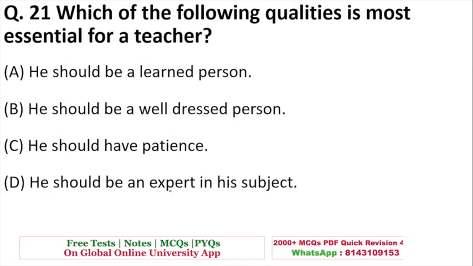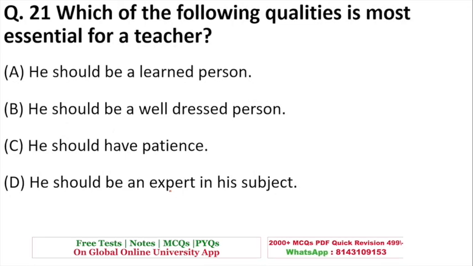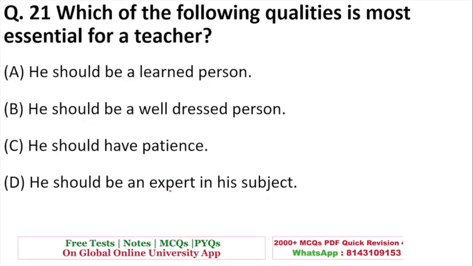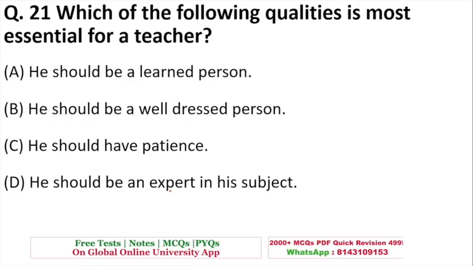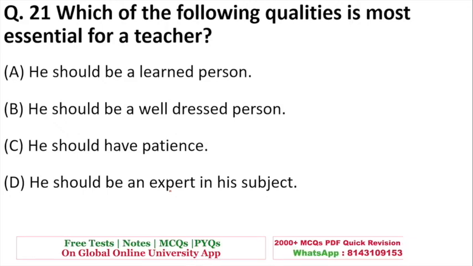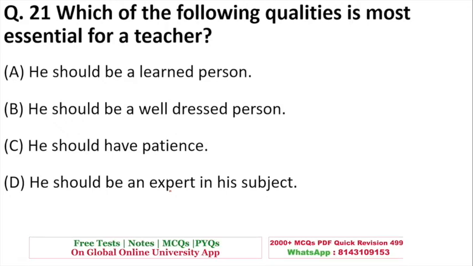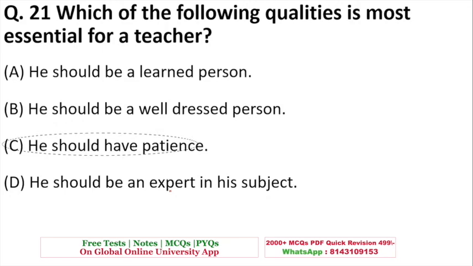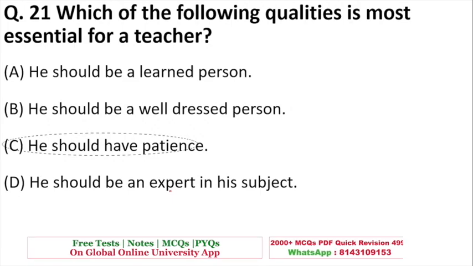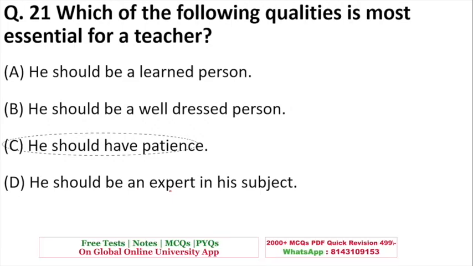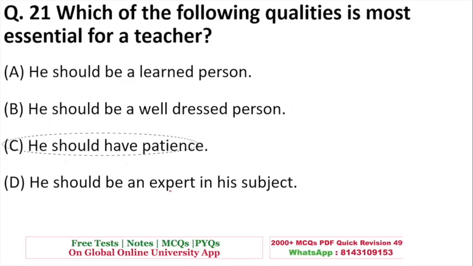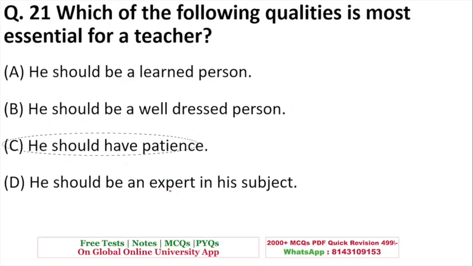Which of the following qualities is most essential of a teacher? He should be a learned person. He should be a well-dressed person. He should have patience, or he should be an expert in his subject. Which of the following is most essential? The teacher should have patience. C is the right answer, because a teacher knows so much more than the students, but he should have patience, so that only then he will be able to teach his students properly. C is the right answer over here.